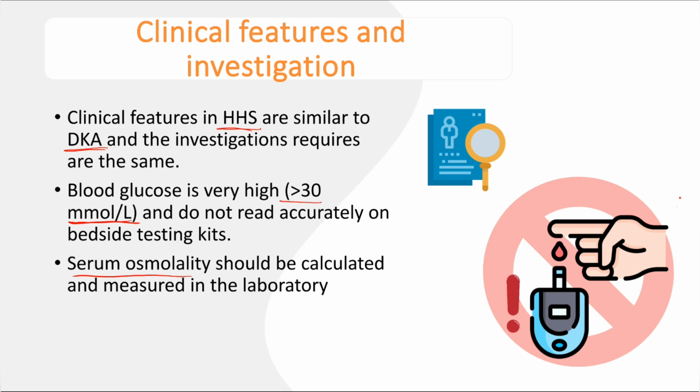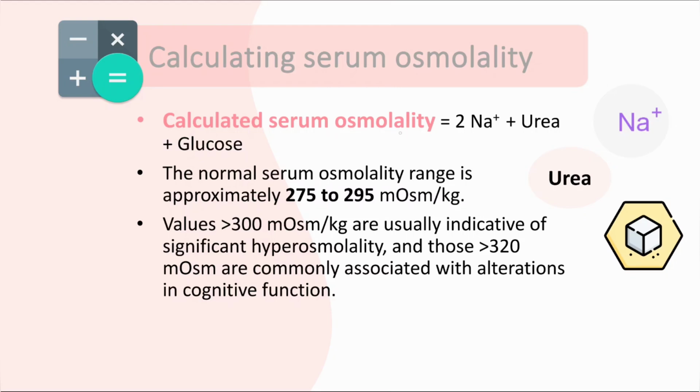How do we calculate this? We calculate the serum osmolarity by 2 sodium plus urea plus glucose. This should all be in millimole. For example, if the glucose is in milligram per deciliter, you have to divide by 18 in order to make it millimole. The normal serum osmolarity range is approximately between 275 to 295 milliosmol per kg.